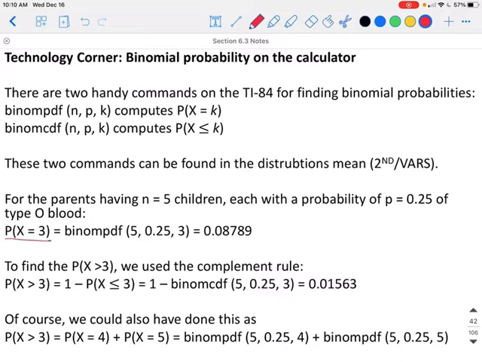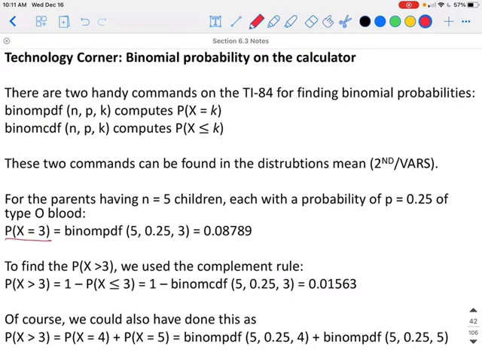So if you are trying to find, again, instead of having to do the calculation by hand, the probability that x equals 3, that equals exactly 3, you are first going to hit second vars, and you are going to go down until you find Binomial Pdf. And you're going to have to go down past options 1 through 9 to 0, and this is going to be option A. Our number of trials is 5. Our probability of success is 0.25. Our number of successes is 3. And then if you hit enter, the calculator will give you a probability of 0.087.